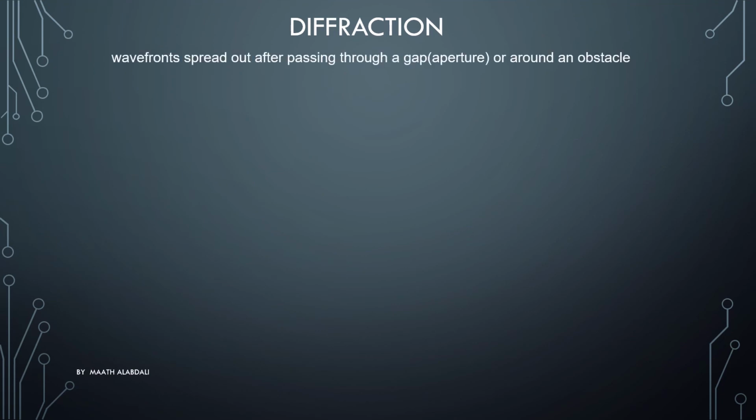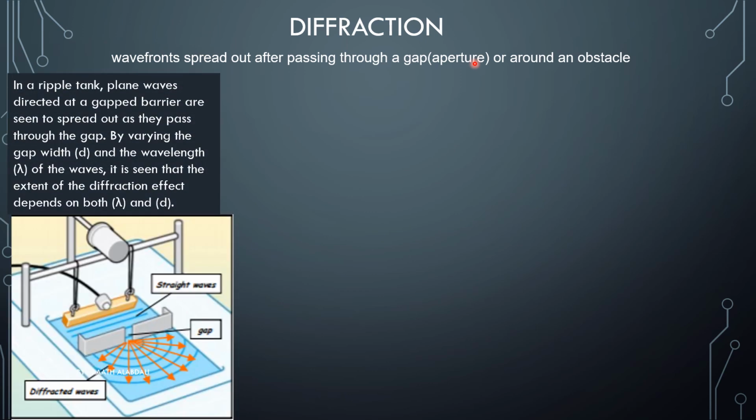Diffraction. Diffraction is my favorite. It's basically when wavefronts spread out after passing through a gap or aperture or around an obstacle. You can say either gap or aperture. Aperture is just a posh word for gap. If you say either, you'll get the mark. In a ripple tank, plane waves directed at a barrier with a gap are seen to spread out as they pass through the gap.